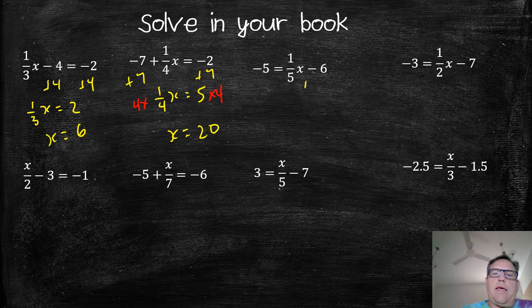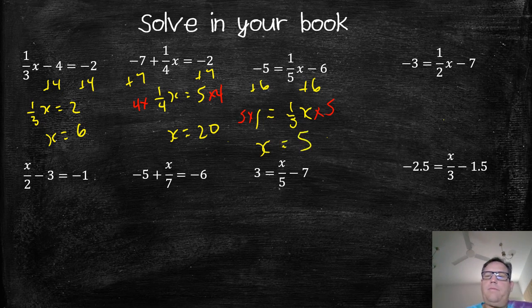The next one, we're going to add 6 to both sides. So 1 equals 1/5 x. And then we want to multiply both sides by 5. And x will equal 5.